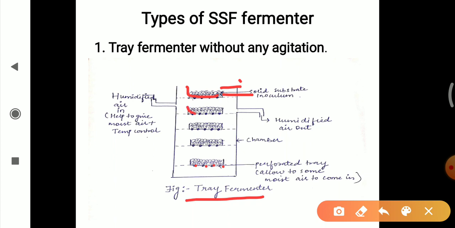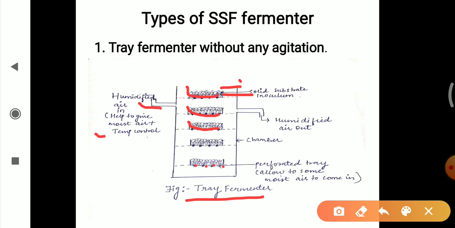All these trays are arranged one above the other like a pile inside the chamber, at an equidistance. From one side, humidified air is inserted that helps to give the moist air and control the temperature. This is what it is all about, the tray fermenter without any agitation.